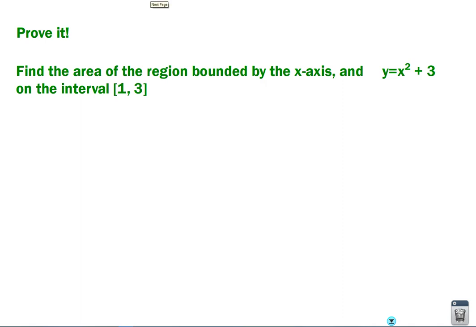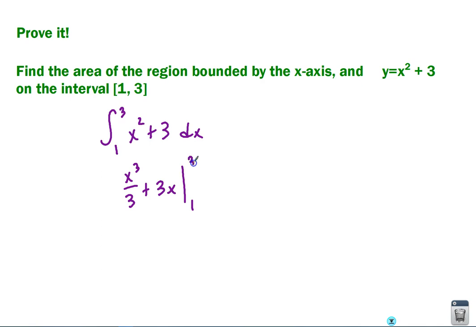Find the area of the region bounded by the x-axis and y equals x squared plus 3 on the interval from 1 to 3. This is just a real quick proof that you know how to find the area of just one curve. So this would be the integral from 1 to 3 of x squared plus 3 dx. So x cubed over 3 plus 3x from 1 to 3.